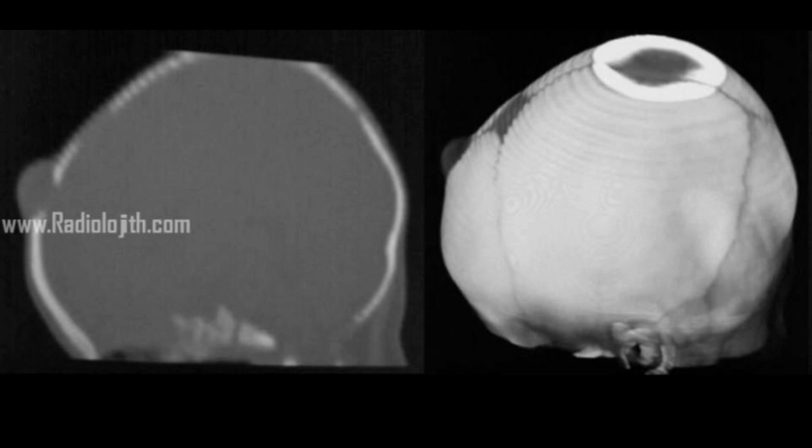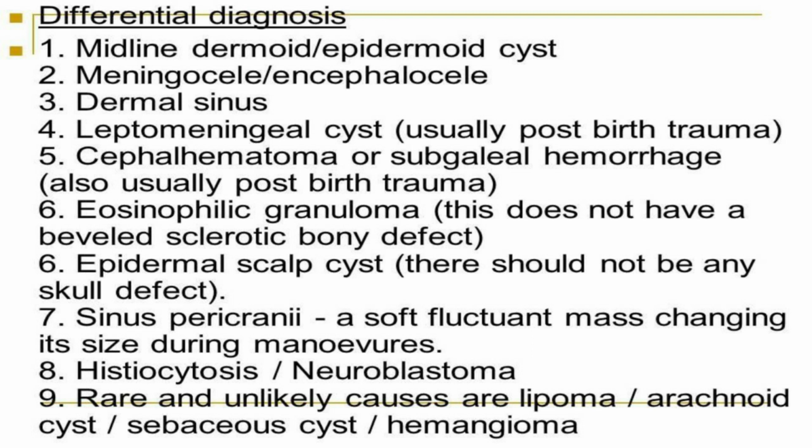This is a midline cyst. So the first and most important one is dermoid or epidermoid cyst. The second one is it can be meningocele, meningoencephalocele or encephalocele. Third one, dermal sinus. Fourth one, leptomeningeal cyst, which is usually post-birth trauma. Cephalohematoma or subgaleal hemorrhage, also usually after post-birth trauma. Eosinophilic granuloma is also another differential, which does not have a beveled sclerotic bone.